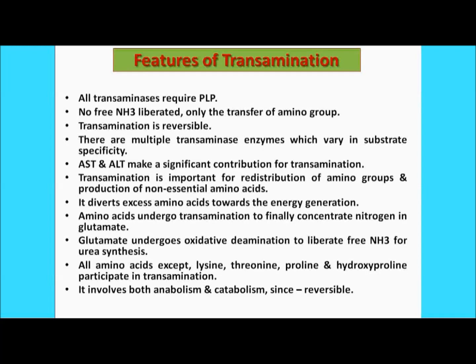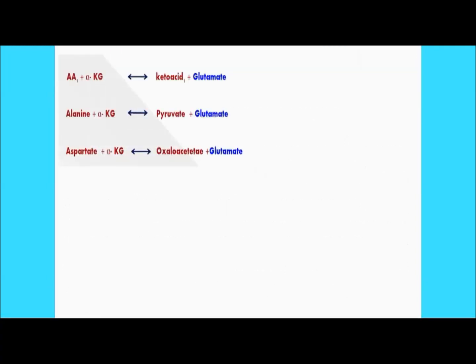Thus this transamination reaction is regarded as a reversible reaction. Now let's have a look. Here you can see this is amino acid 1, designated just for example. It will react with alpha ketoglutarate to form keto acid 1, and along with that you will have glutamate, right?